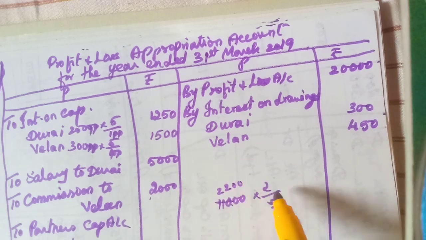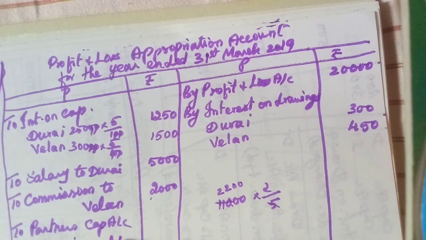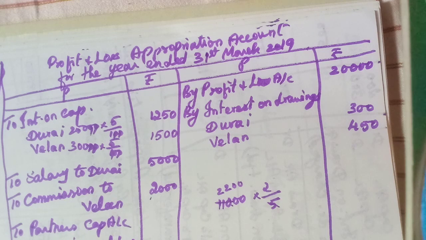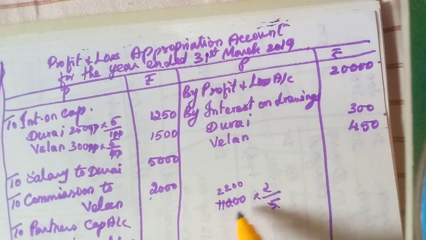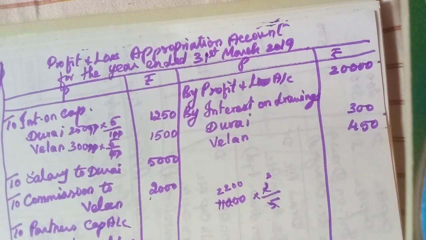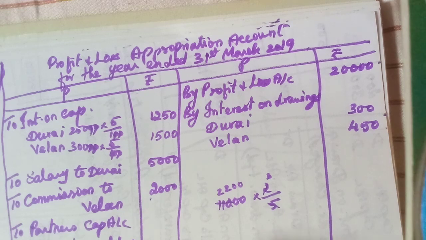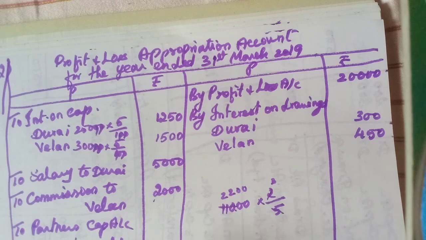Then 2 0. Then 2,200 into 2, 4,400, isn't it? Then for Velan, here 2,200, then 3, 6,600. So he will get 11,000. They will get. Okay. Now the profit and loss appropriation account gets over.